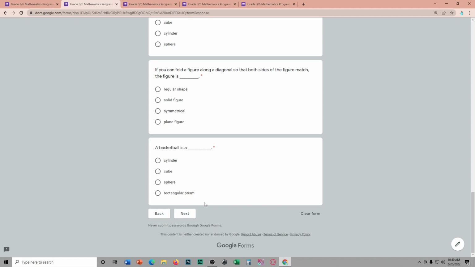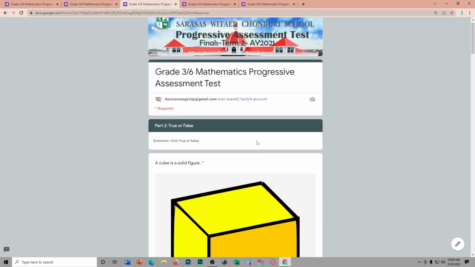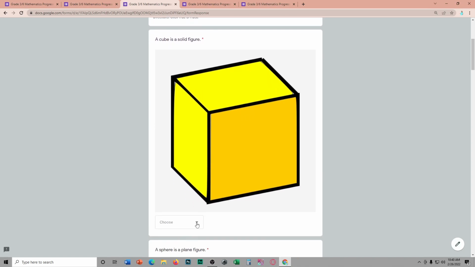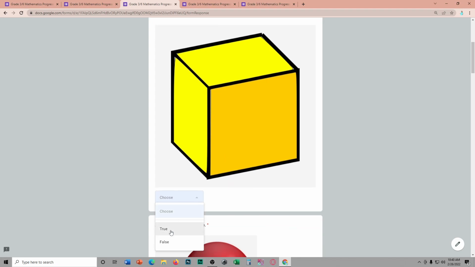Once you're done with part 1, click Next. Then you will see part 2, which is true or false. You just have to click on the arrow and you will see true or false. Click true if the sentence above is true and click false if it is not correct. Number 1, a cube is a solid figure. True or false?